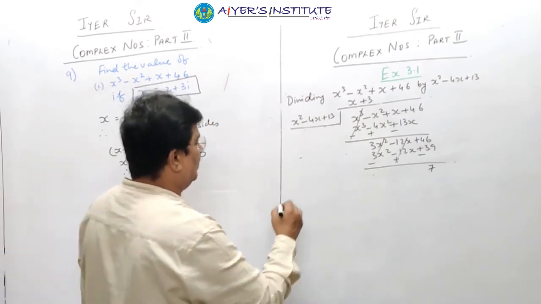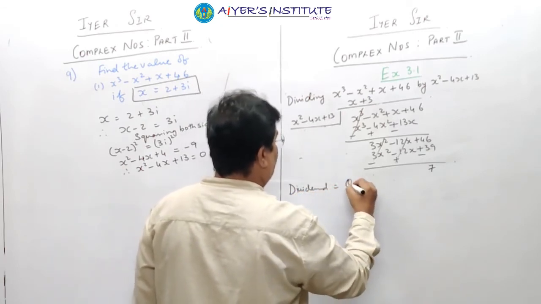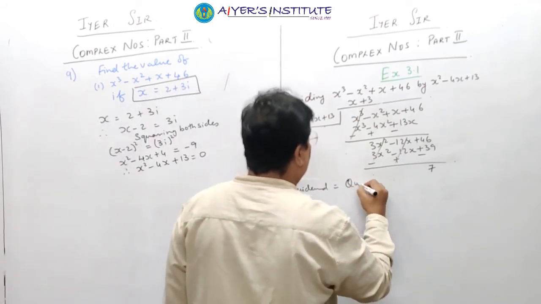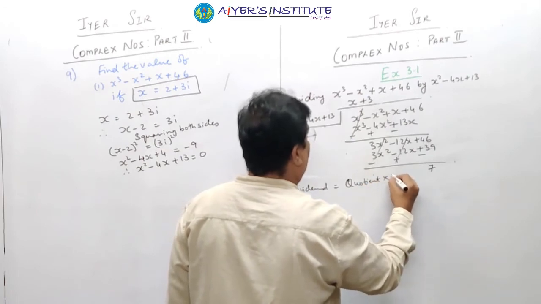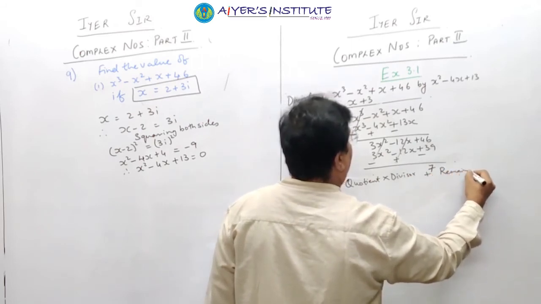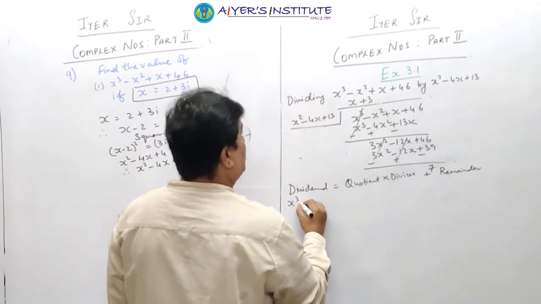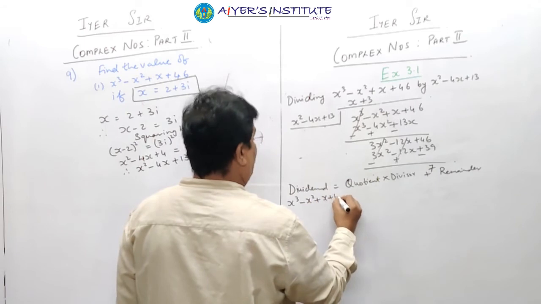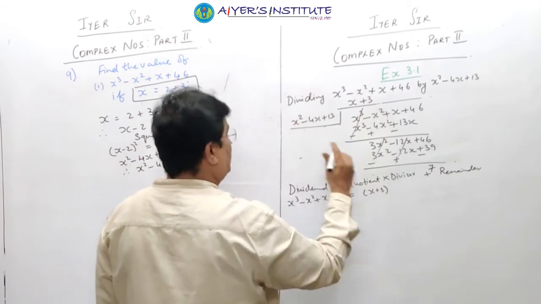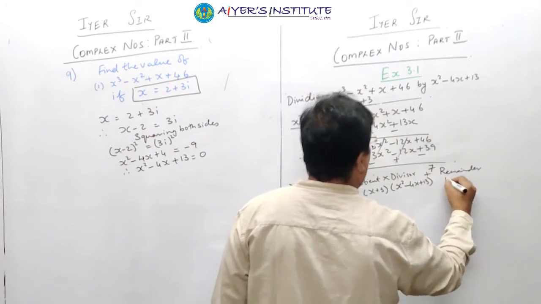Then we use the formula. Dividend is equal to quotient into divisor प्लस रिमाइंडर. ये हम लोग बचपन में many times के dividend मतलब जिसको हम लोग ने divide किया. तो this is x cube minus x square plus x plus 46. Quotient we got x plus 3. Divisor is x square minus 4x plus 13 plus 7.